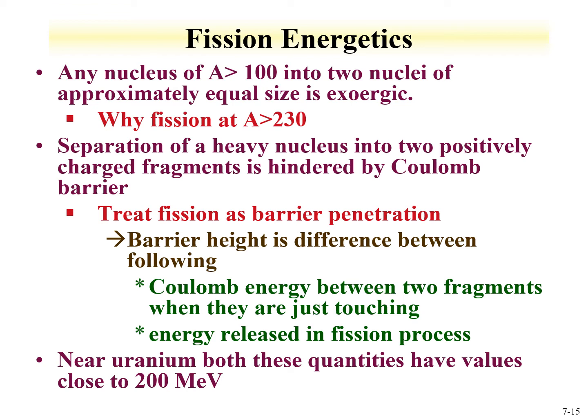It just turns out around uranium, both these quantities have values close to 200 MeV. The Coulomb barrier is close to 200 MeV. Fissioning is close to 200 MeV. And once the fission energy is above the Coulomb barrier, this event can occur.